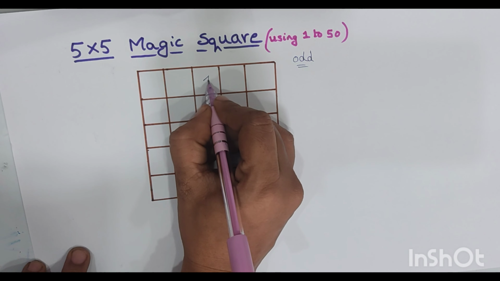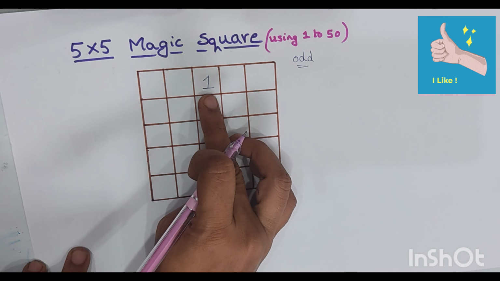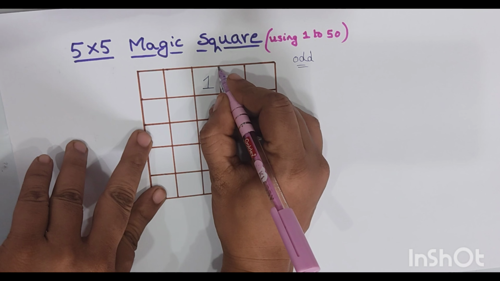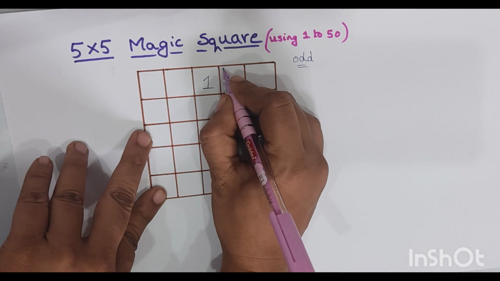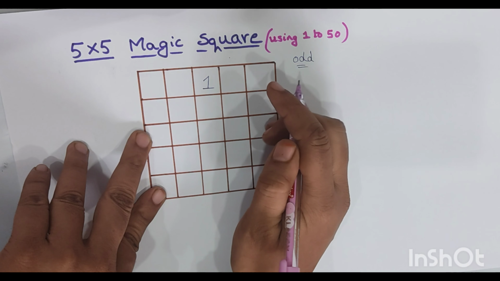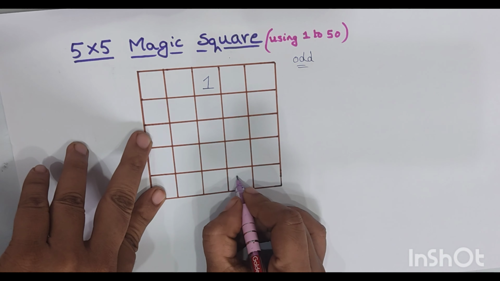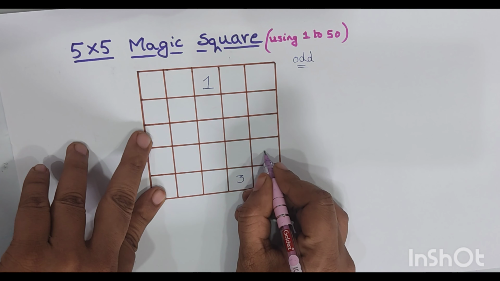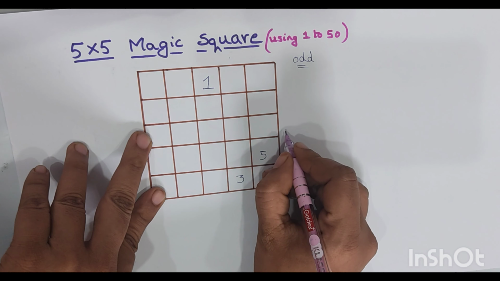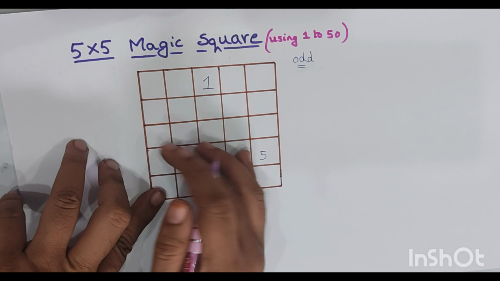So here the rules are: when there is no empty diagonal box we have to write the next odd number in the extreme down position, and if there is no box in the extreme down position also, then we write the next odd number in the extreme left position. Or in the second case, if there is no empty box or there is a number in the diagonal position, then we write the number just below that number.